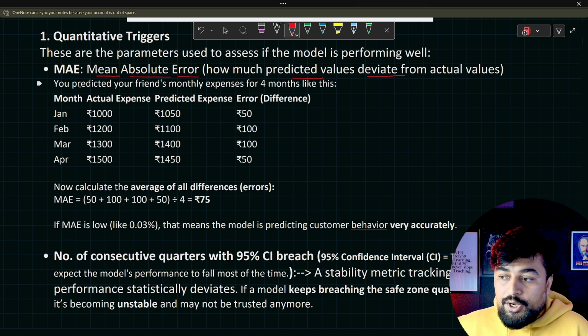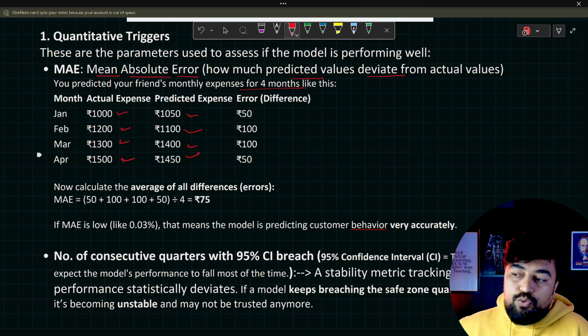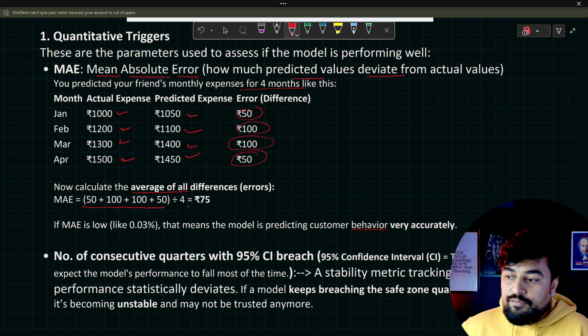Okay, then let's say I predicted my friend's monthly salary for 4 months. The actual salary is like this value, and then I predicted something like this. So what we'll do is take the difference of each of them. The differences come to 50, 100, 100 and again 50. Now I'll take the sum of these, and now I'll calculate the average. Obviously I'm taking the sum, and then dividing by 4.